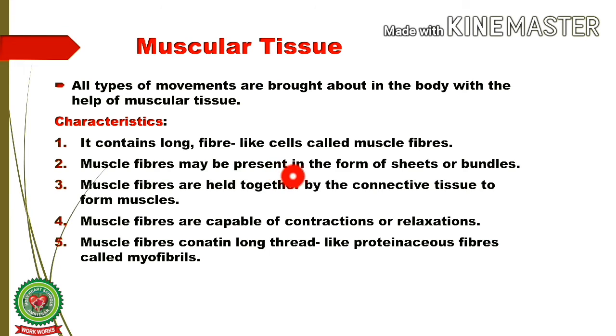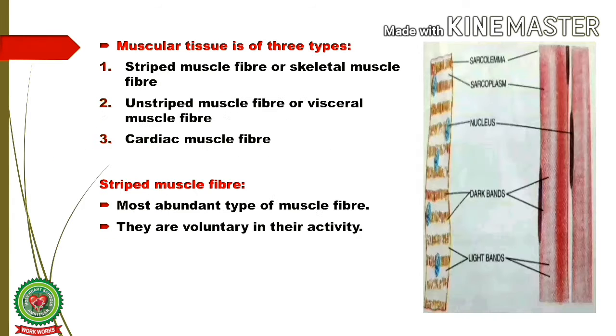Muscle fibers may be present in the form of sheets or bundles. Muscle fibers are held together by connective tissue to form muscles. Muscle fibers are capable of contractions or relaxations. The muscle fibers contain long thread-like proteinaceous fibers called myofibrils. Muscular tissue is of three types: striped, unstriped and cardiac muscle fiber.